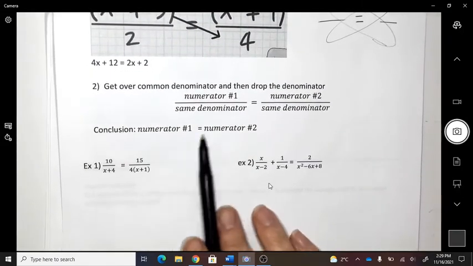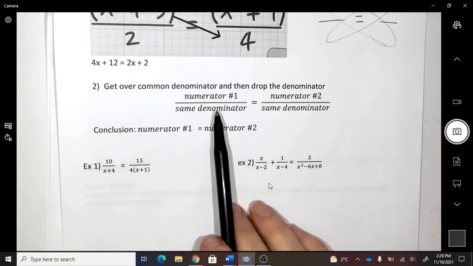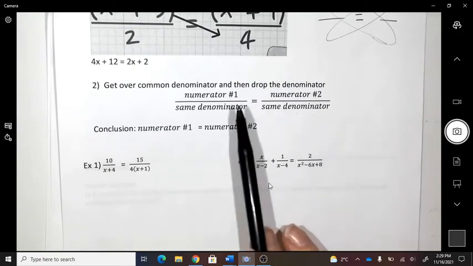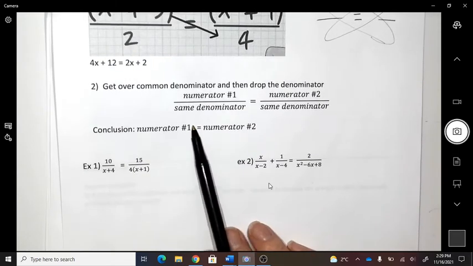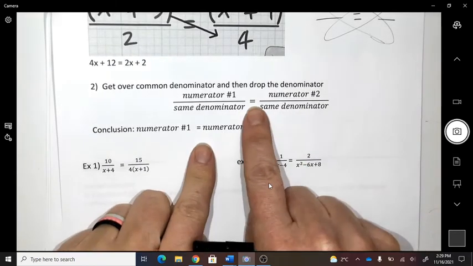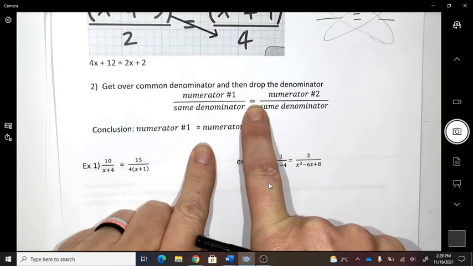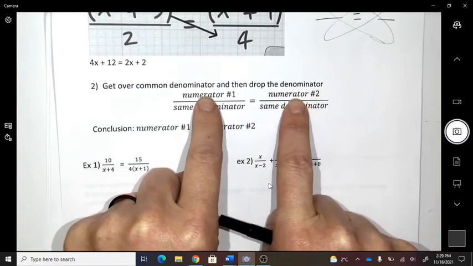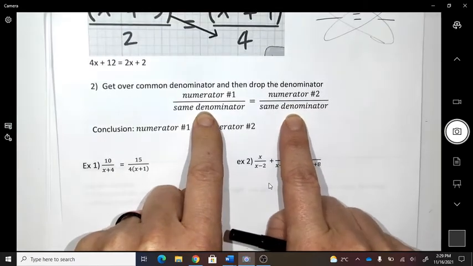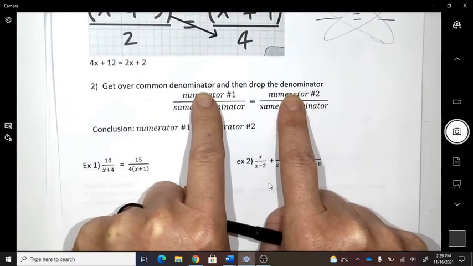Strategy number 2, I call it common denominator drop. If you get this side and this side over the same denominator, to make the sides equal, I just need to make the tops equal. Because if the bottoms are already equal to each other, now I'm just worried about making sure the tops are going to be equal to each other.